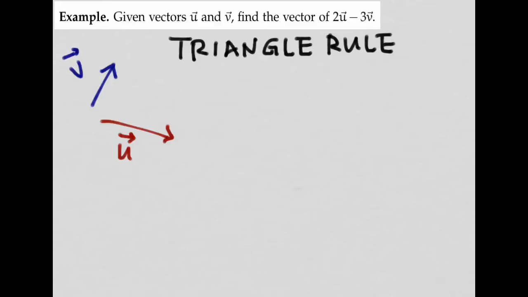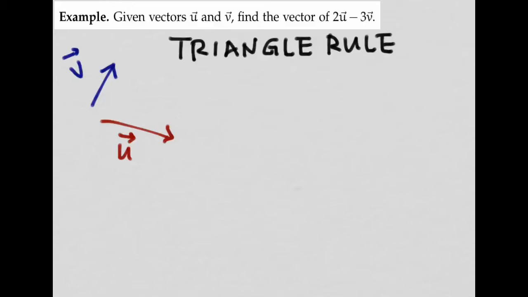Let's start with the first example. Given vectors u and v, we can think of those vectors as illustrated on the screen. Find the vector 2u minus 3v. I'm going to work out this example in two different ways: first using the triangle rule, then using the parallelogram rule. Now the vector 2u has the same direction as u and twice the magnitude. And the vector minus 3v has the opposite direction as v and 3 times the magnitude.